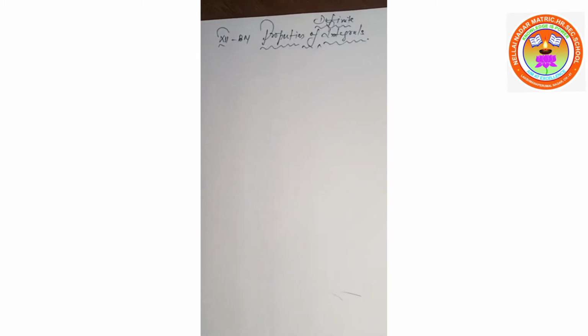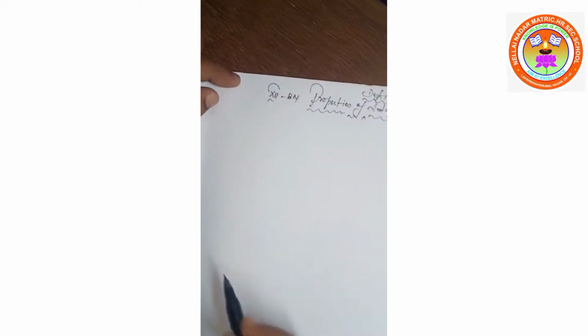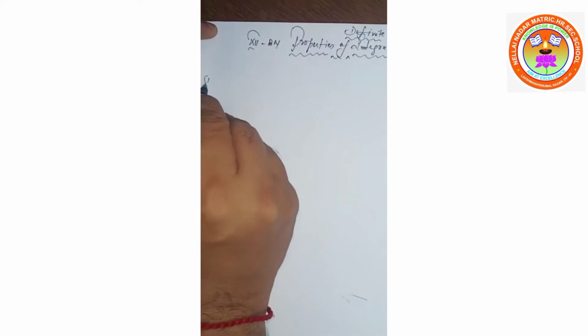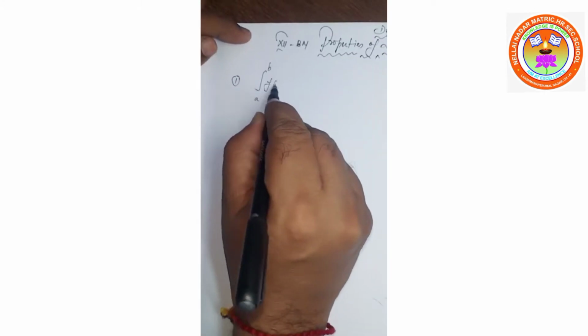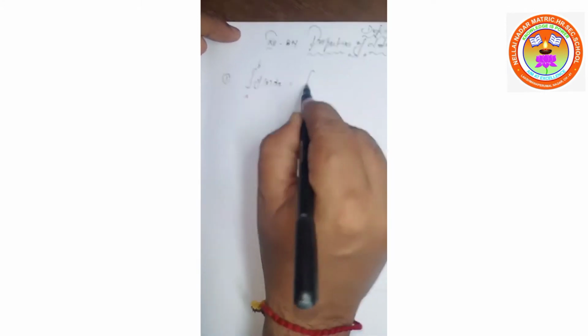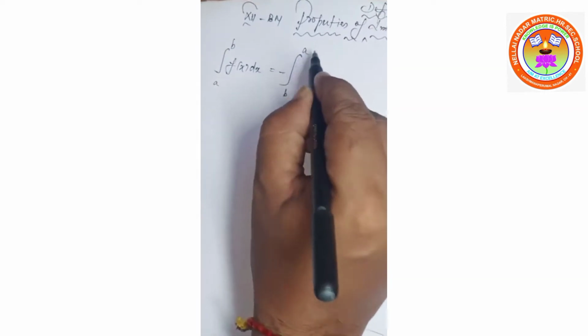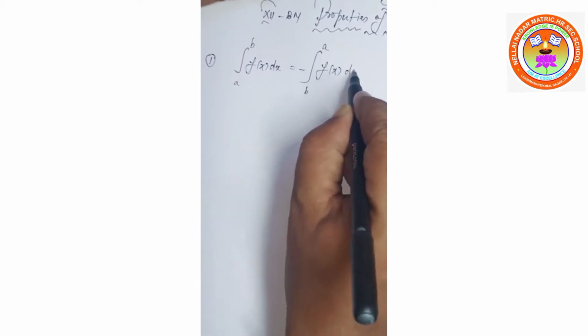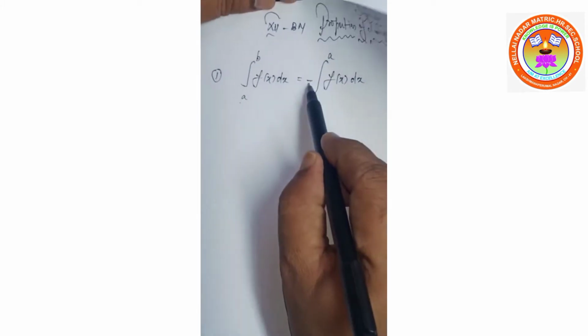Exercise 2.9. Before doing that exercise 2.9, you must know some properties of definite integrals. First one, integral a to b f of x dx can be written as minus integral b to a f of x dx. If we change the limits a to b into b to a, we have to introduce a minus.